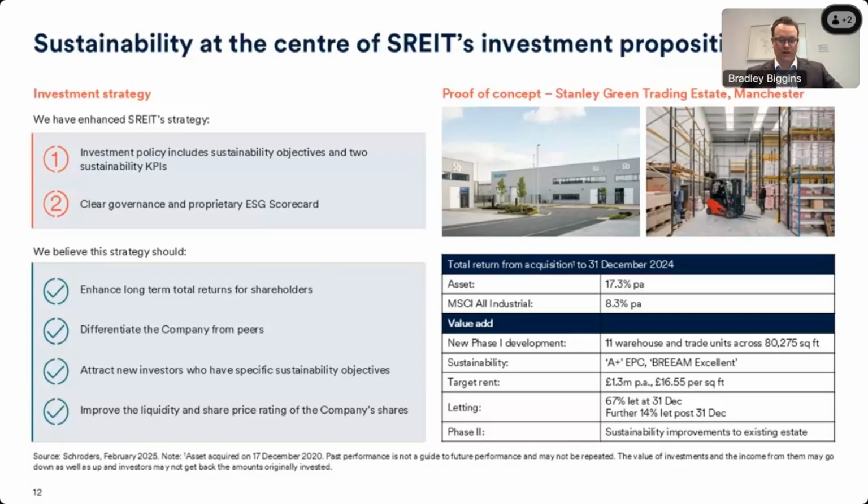So as an example, we're getting around 5.2% yield on the new units versus 6.25% plus on the brown units. Now the question is, was that worthwhile? Was it worthwhile spending extra to get these really high quality, very sustainable units in order to get higher rents? And the answer is on the slide. It absolutely is, because since we've owned the asset, we've made a total return per annum of 17.3%, and that compares very favorably to the all industrial benchmark of 8.3% per annum.